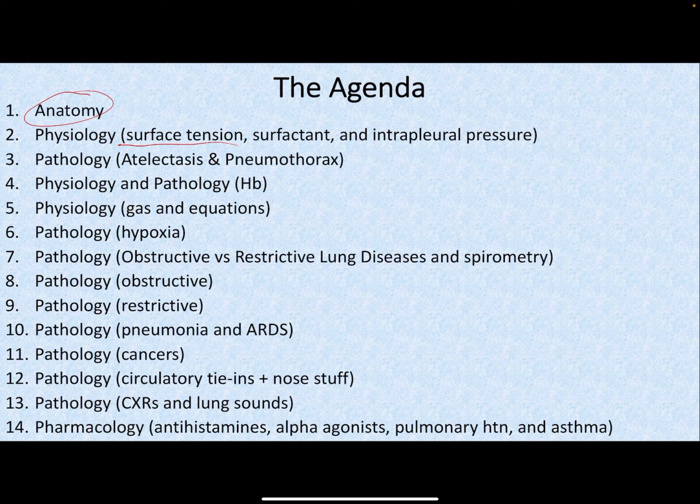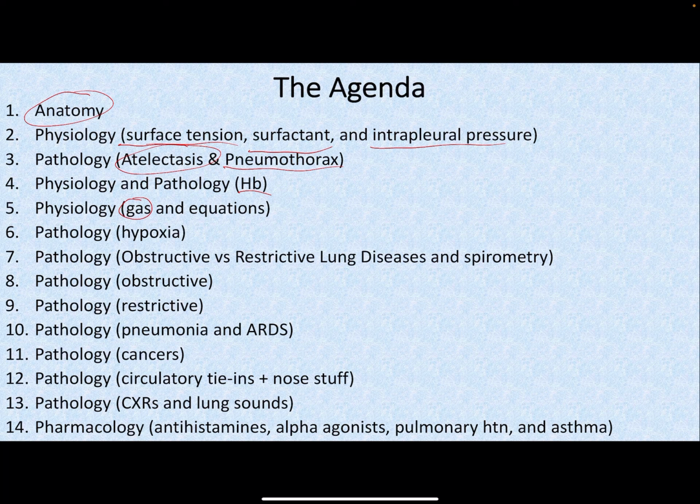Talking about the negative, explaining why surfactant's necessary, talking about the negative intrapleural pressure and how that and the surfactant keep the alveoli from collapsing. This is going to help explain atelectasis, where the lungs collapse, and pneumothorax, where air can get into the intrapleural space. We're going to talk about hemoglobin and hemoglobin pathologies, a ton about gas.